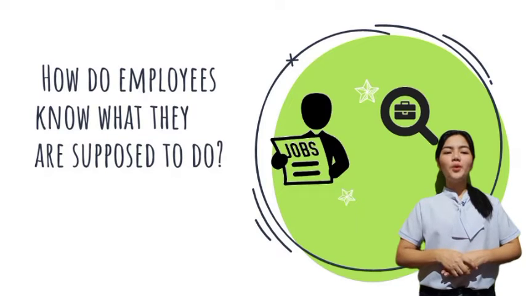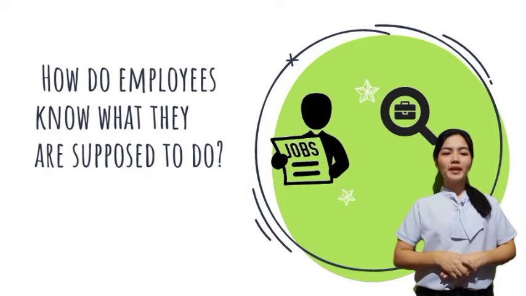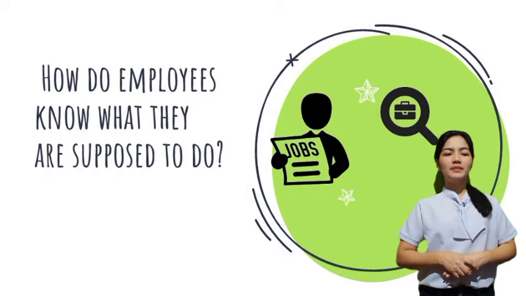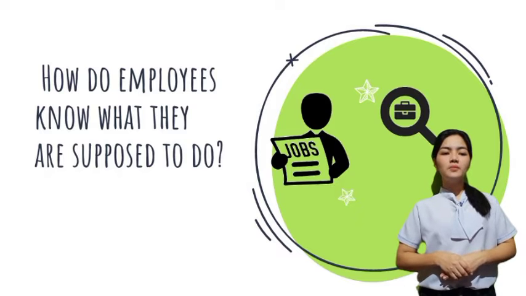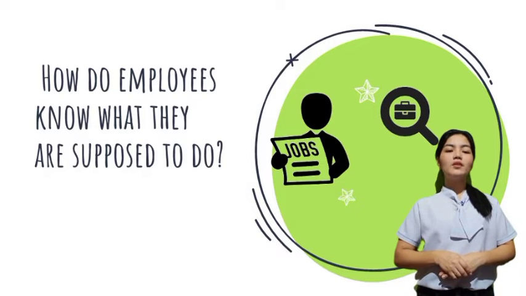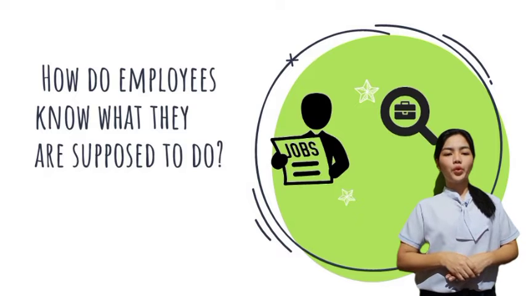How do employees know what they are supposed to do? We wouldn't generally expect all the employees in an organization to perform the same task. Employees specialize in certain tasks and people adopt specific roles. These tasks and roles are usually summarized in terms of jobs. And a job is a collection of tasks that a person is required to perform at work.